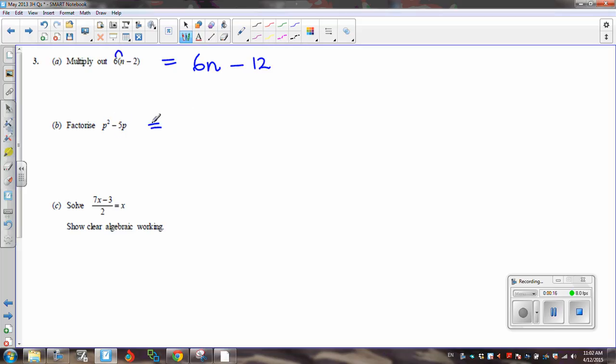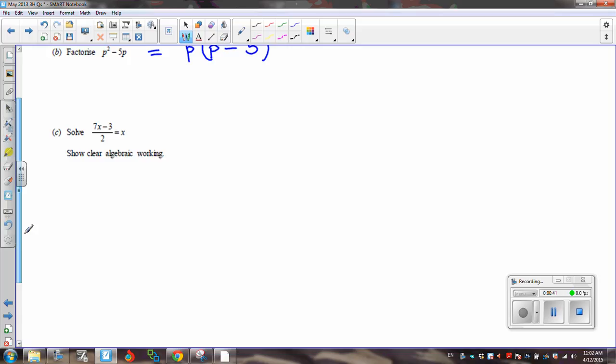Now, in this case, I'm going to factorize by taking out the common factor and putting it in front. Now, the common factor here is p. It's going to be one bracket, and what goes in the bracket is what you need to multiply p by to get p squared, first of all. Well, what do we multiply p by to get p squared? Well, that has to be p. Again, there's a minus, and then what do we multiply p by to get 5p? We multiply by 5.